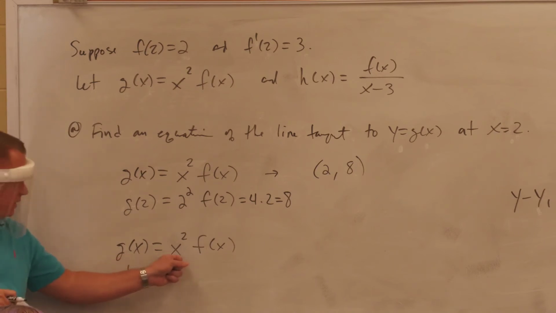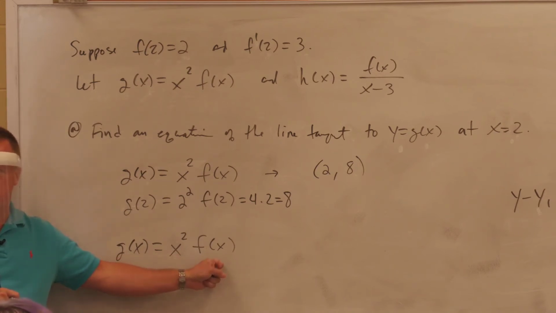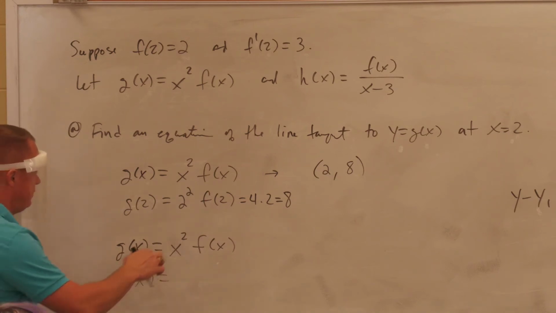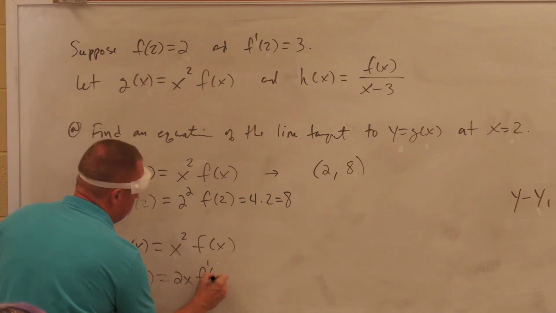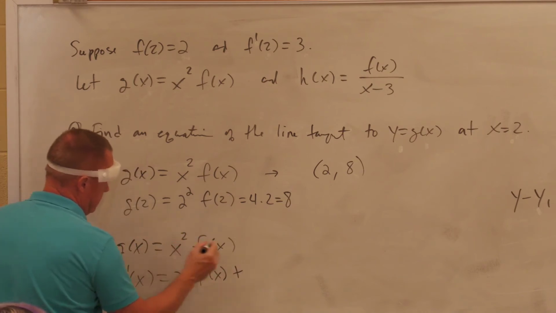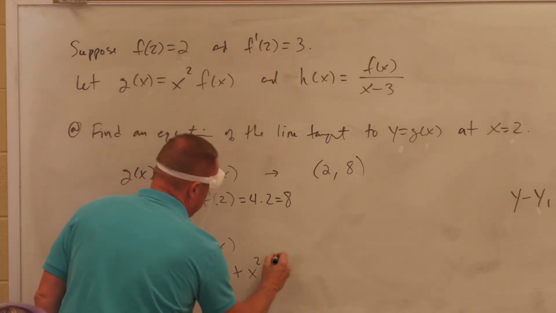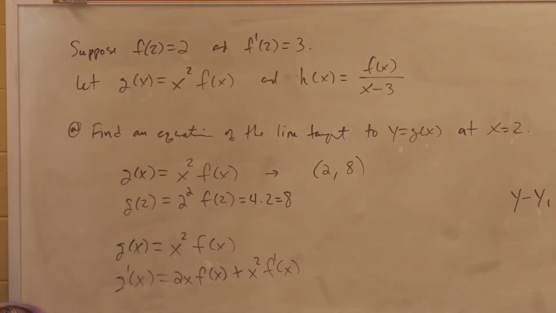You've got x squared times f of x. So what do you use? The product rule. All right. So I would say the derivative of the first, which is 2x, times the second, plus the first times the derivative of the second. All right, does that make sense?